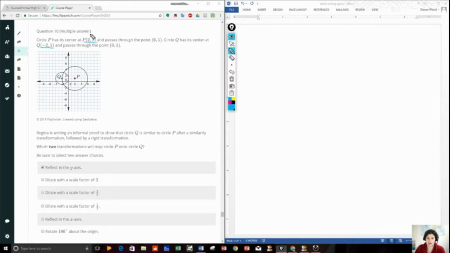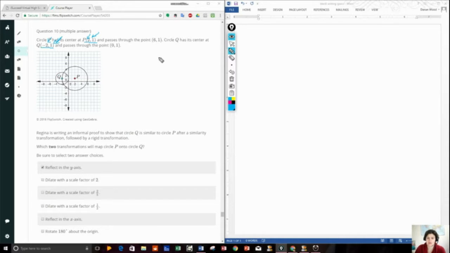P's coordinate has an x value of 2, and I'm comparing it to the x value at Q. They are opposites, so we have opposite x coordinates and we have the same y coordinates. So that is an indication to me of a reflection about the y-axis.